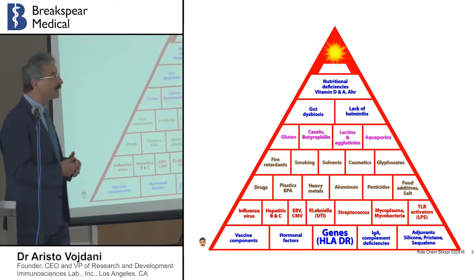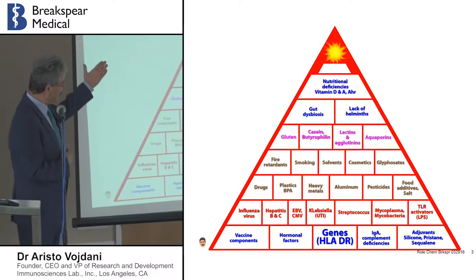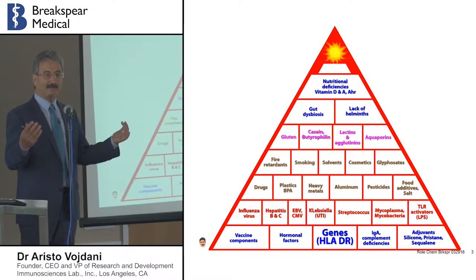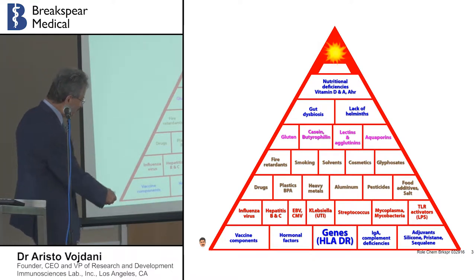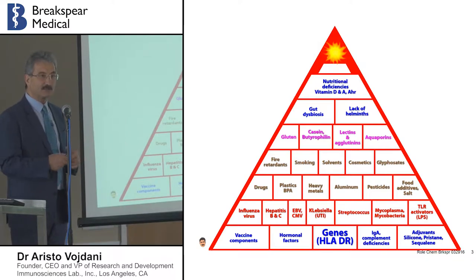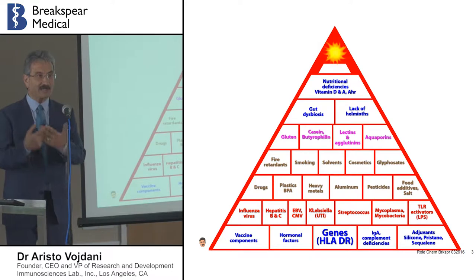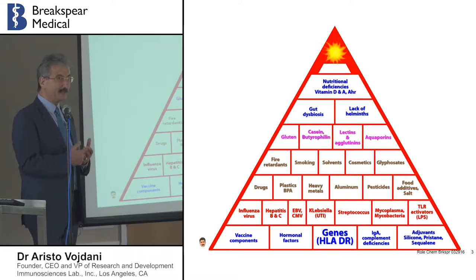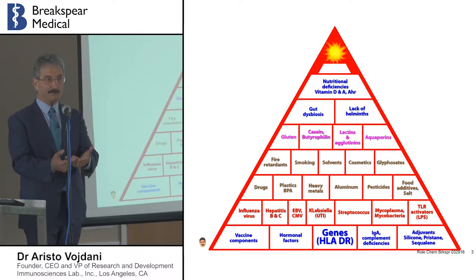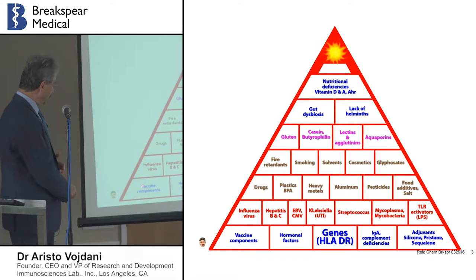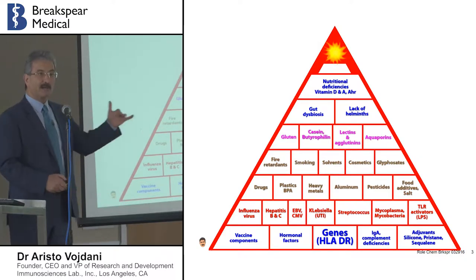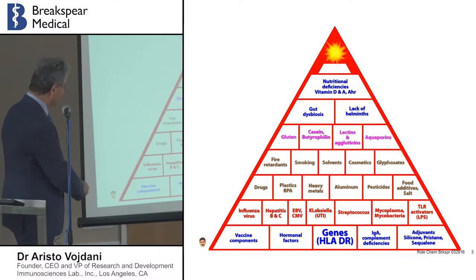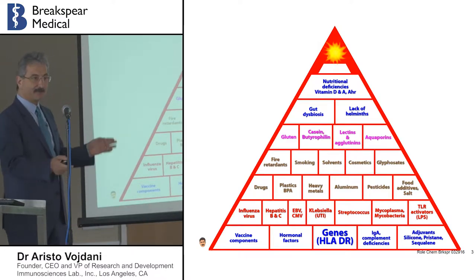Why does he call that the mosaic of autoimmunity? Here you can see all the different components involved in the induction of autoimmunity. In the base, we have the genes. Yes, we understand the genes are involved in the induction of autoimmune disease. But genes by themselves are not responsible for induction of autoimmune diseases. Something from the environment, so therefore could be vaccines right here, hormonal factors mentioned earlier. Some people may have IgA deficiency, adjuvant, silicone, some kind of oils. And then finally here you see all the infectious agents, EBV, CMV, herpes 1, herpes 2, all of that.